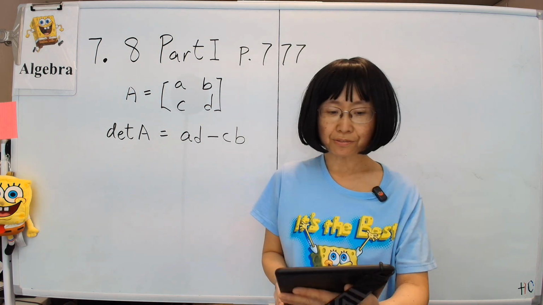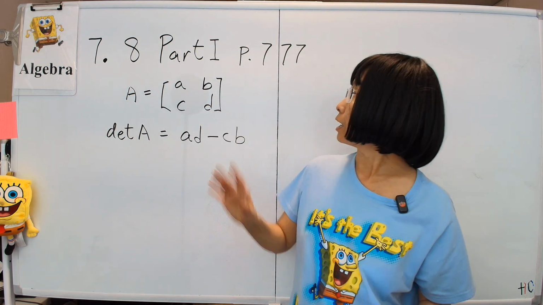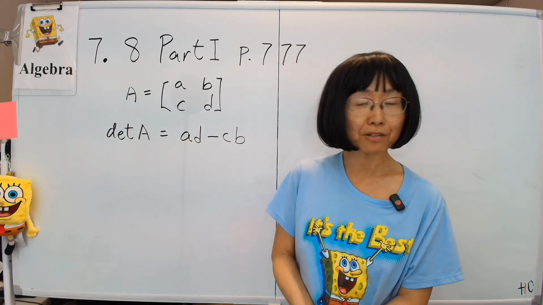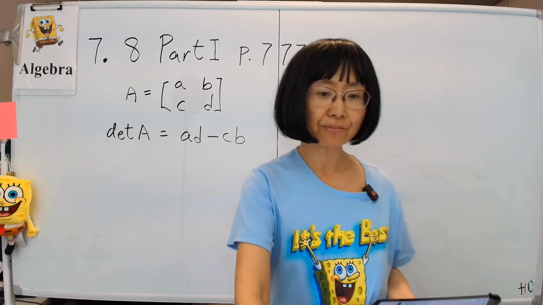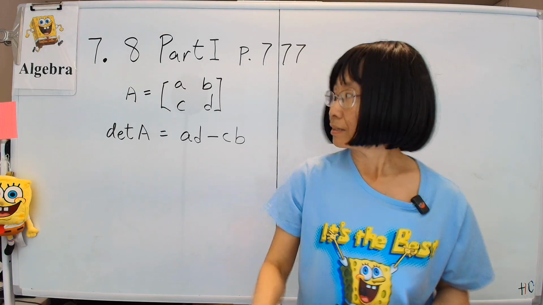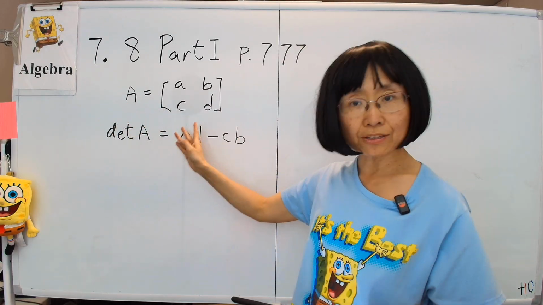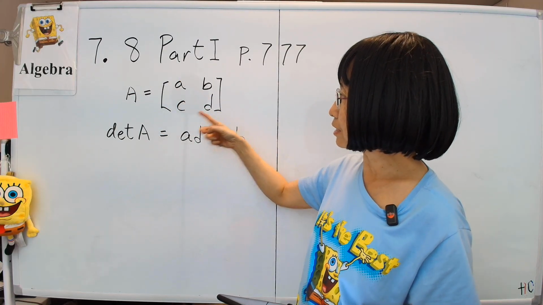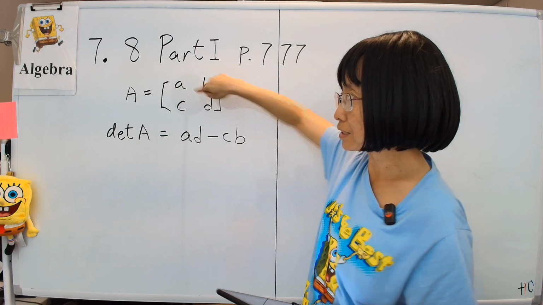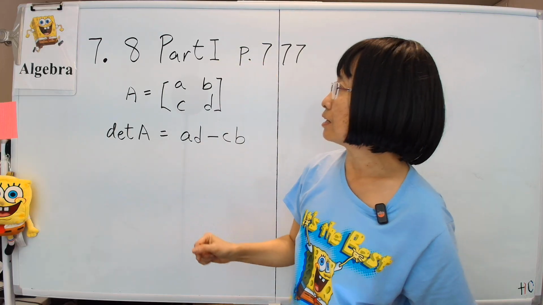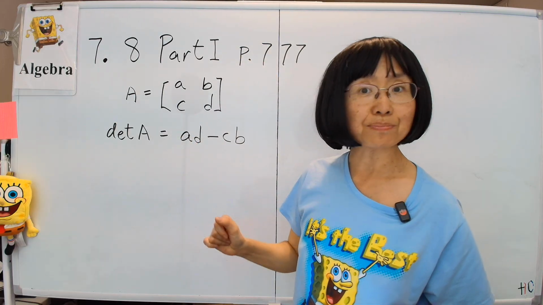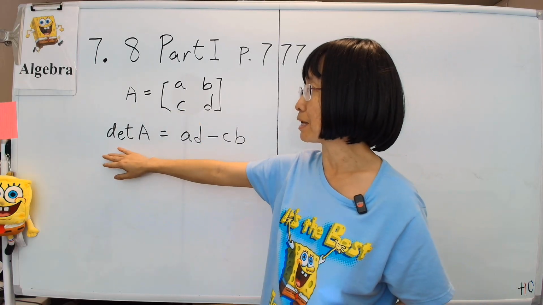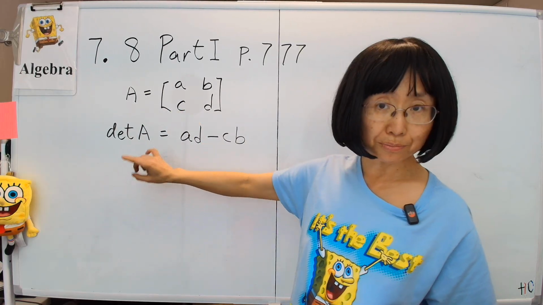Today we are going to do section 7.8, the determinant and, more importantly, Cramer's rule. But first, the determinant of a 2 by 2 matrix, which we'll call A, is equal to A times D minus C times B, doing the X action. We have seen something like this before in some formula, but we didn't call it the determinant back then. We call this thing the determinant now.